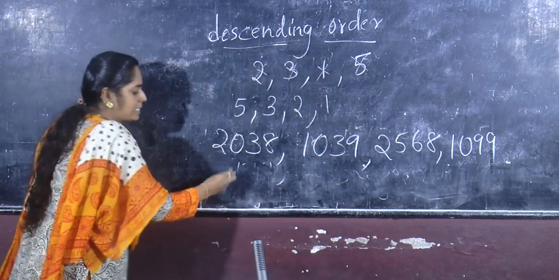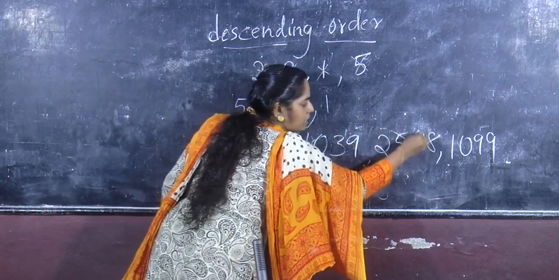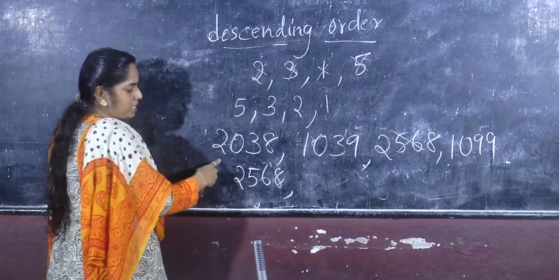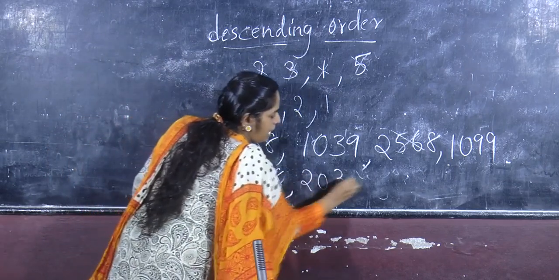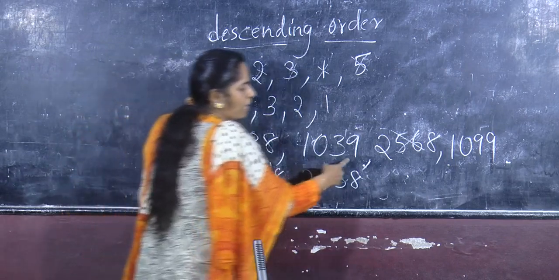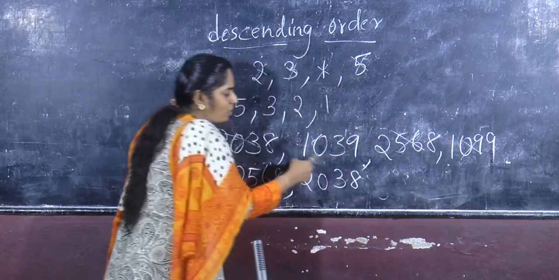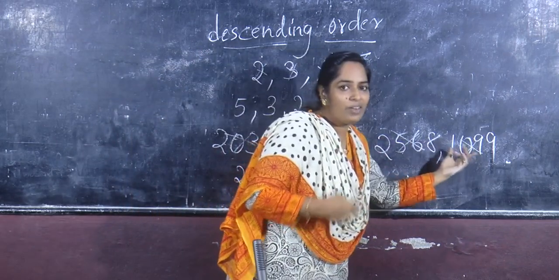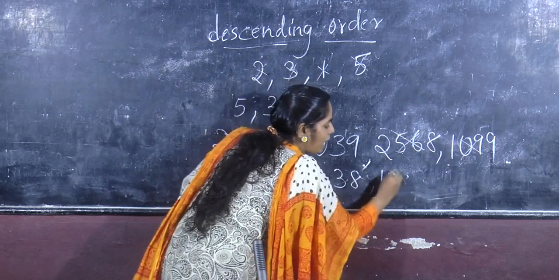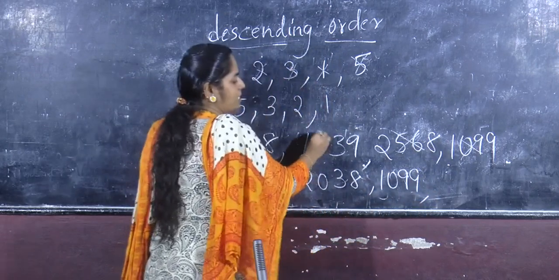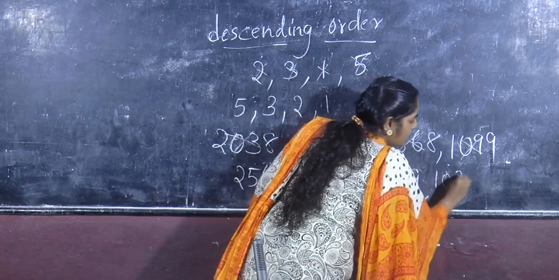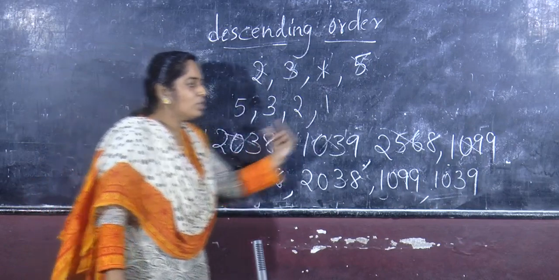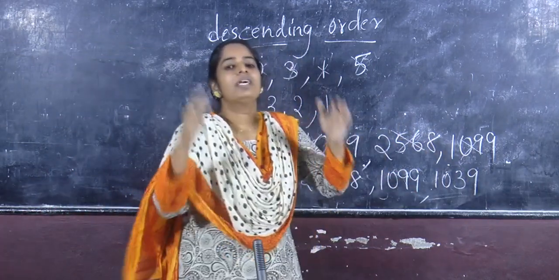2568. So we can cross it here and we can write 2568. Then next is what? 2038. Then next is what? 1099 or 1039. Which is the biggest here? 1099 and 1039. Which? 1099 and then 1039. This is known as what? Descending. That is the biggest to smallest. It is known as descending order.